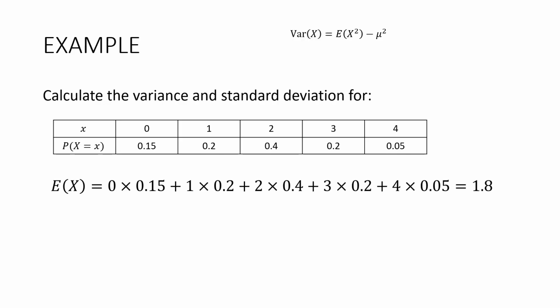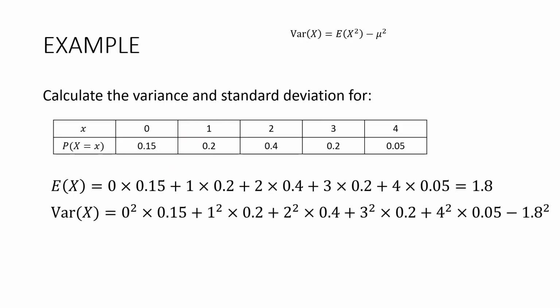Now, if I want to work out E of x squared, then I need to square the x value and multiply each by their respective probability. So the variance of x is going to be E of x squared, take away mu squared, it is 1.16, and the standard deviation is just the square root of that, which is 1.077.